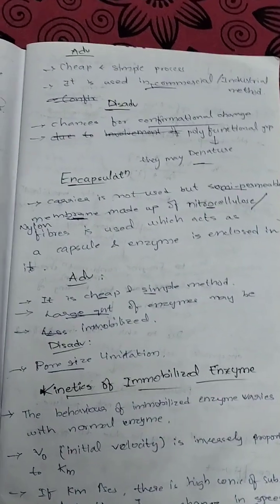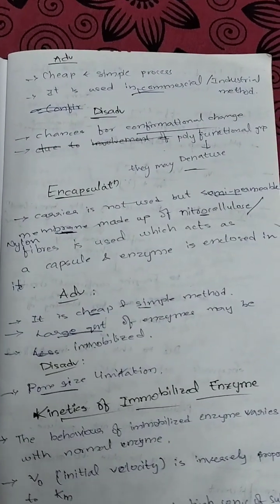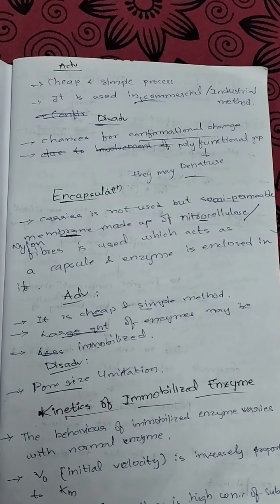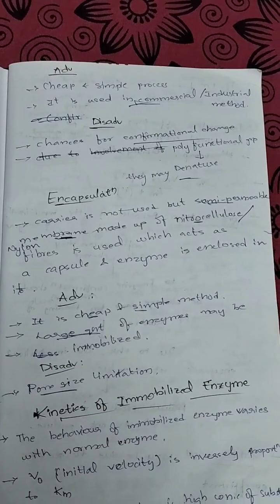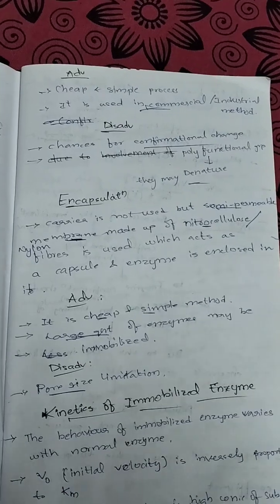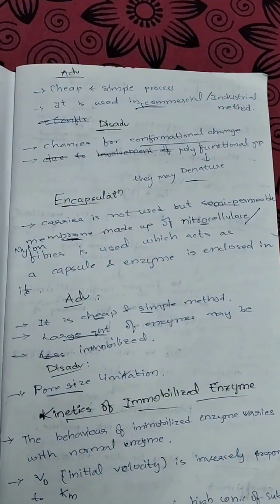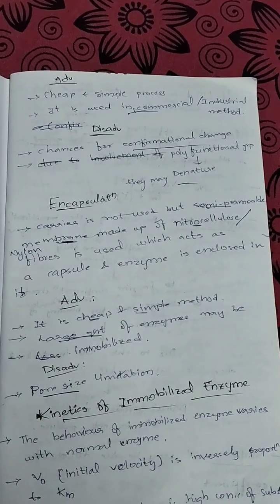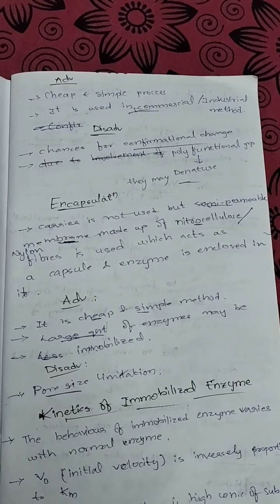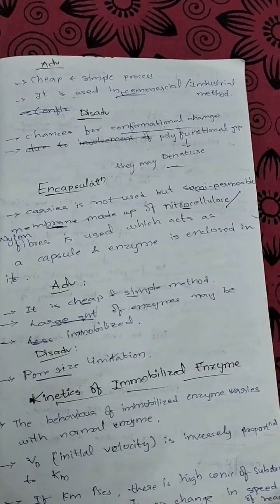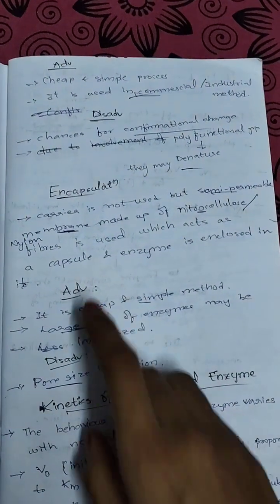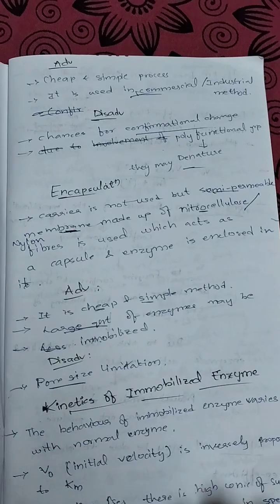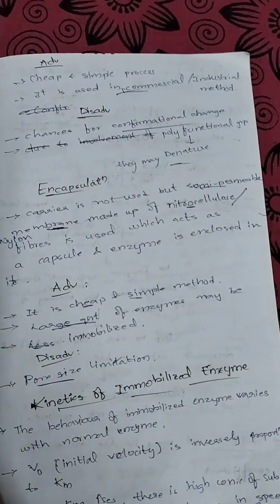Next is encapsulation. In encapsulation, a carrier is not used, but a semi-permeable membrane is used. In cross-linking also, a carrier is not used. In encapsulation, a semi-permeable membrane made of nitrocellulose acts as a capsule, and the enzyme is enclosed in it. The advantages are that it is simple, cheap, and a large quantity of enzymes can be immobilized. The disadvantage is pore size limitation, as in entrapment also.